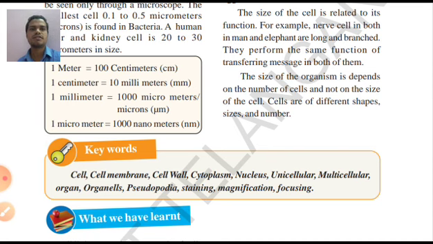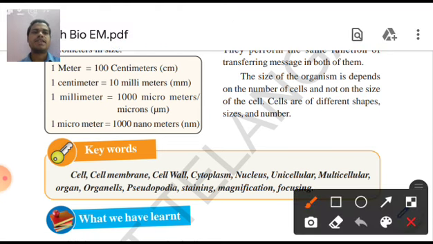What is the meaning of cell wall? Cell wall is the outer protective layer of plant cells. Cytoplasm. What is the meaning of cytoplasm? Cytoplasm is nothing but liquid-like structure present inside of the cell. Now nucleus. What is the meaning of nucleus? A small dark dot-like structure present in the center of the cell is called nucleus.